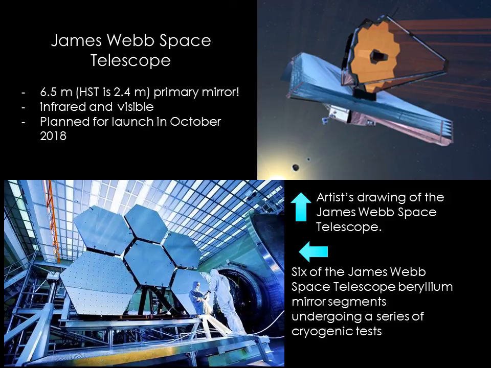NASA plans to launch an even more powerful infrared observatory. The James Webb Space Telescope will be the successor to the Hubble Space Telescope. The primary mirror is much larger, and the potential science that can be done with the James Webb is very exciting.